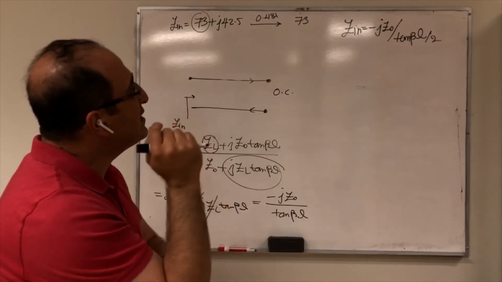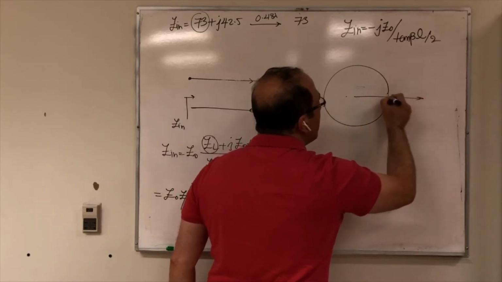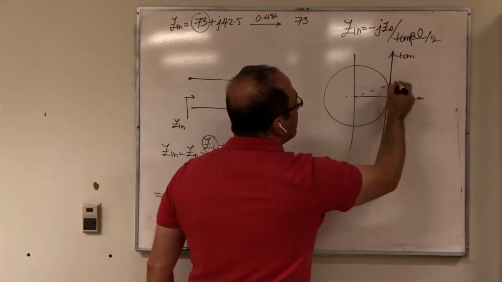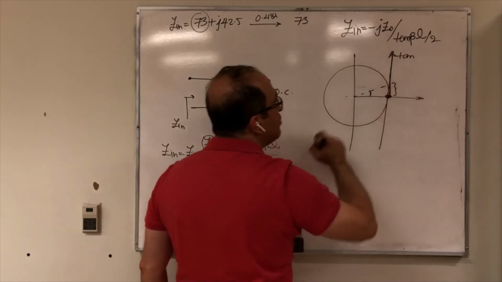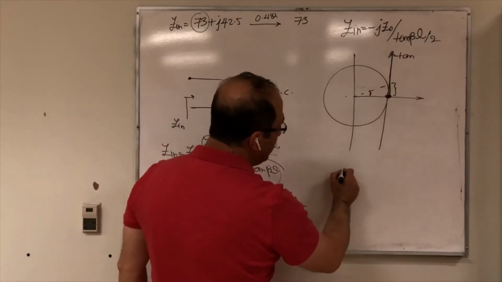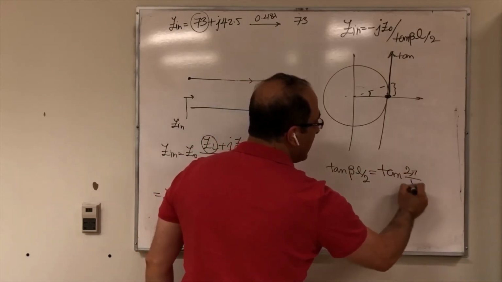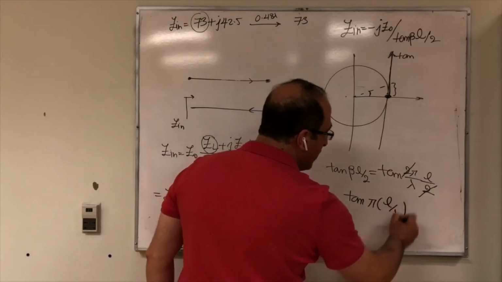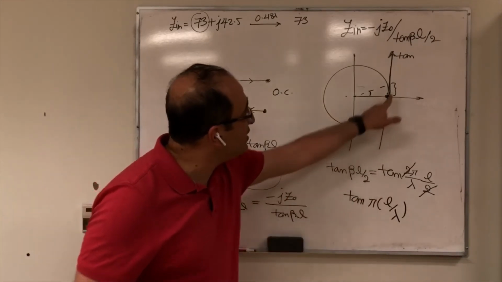Now, if you look at this Z in, I can go to this famous circle, where this is the tangent axis. If you have a small angle, you see tangent starts from here. This is the positive side of the tangent axis. If you have a small angle, your tangent is positive. A small angle means your L is small compared to the wavelength, because remember, tangent of beta L divided by 2 is tangent of 2 pi over lambda times L divided by 2. The 2 and 2 cancel. You get tangent of pi L divided by lambda. So when L is small compared to the wavelength, you get a positive tangent based on that.